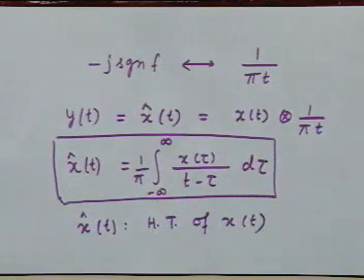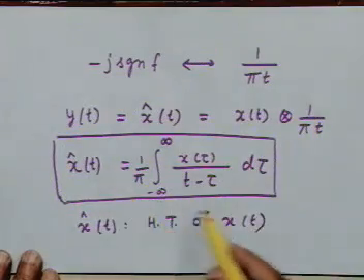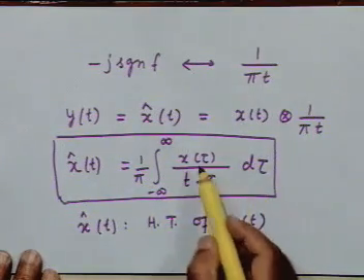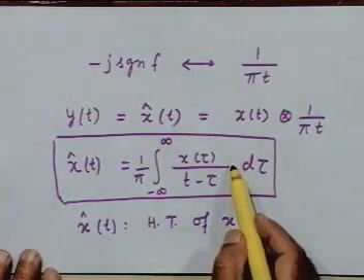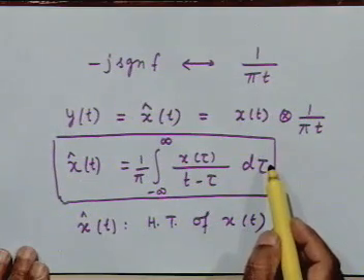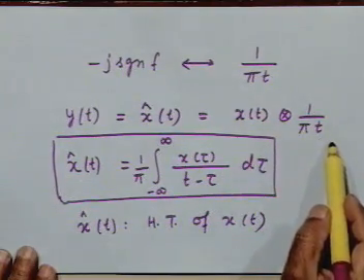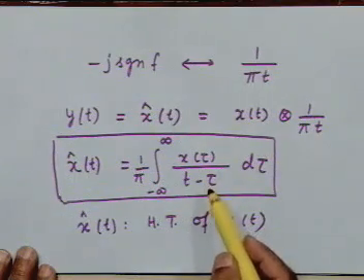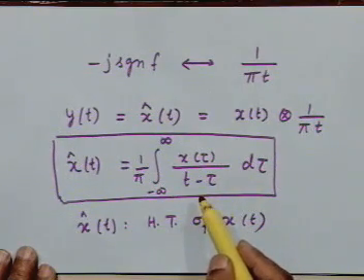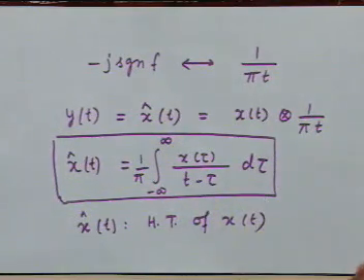Are you all with me? This convolution is this integral: x of tau into h of t minus tau d tau. H of t minus tau here would be 1 by pi times t minus tau, and that's how this integral comes. I hope it is okay.